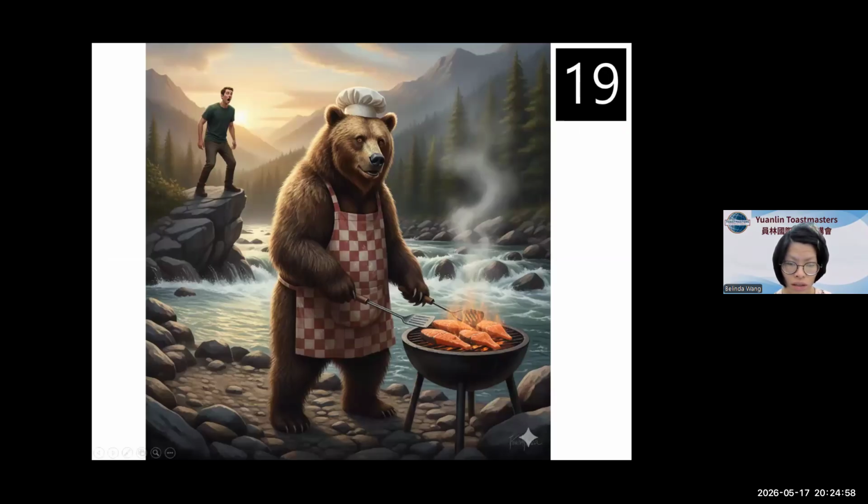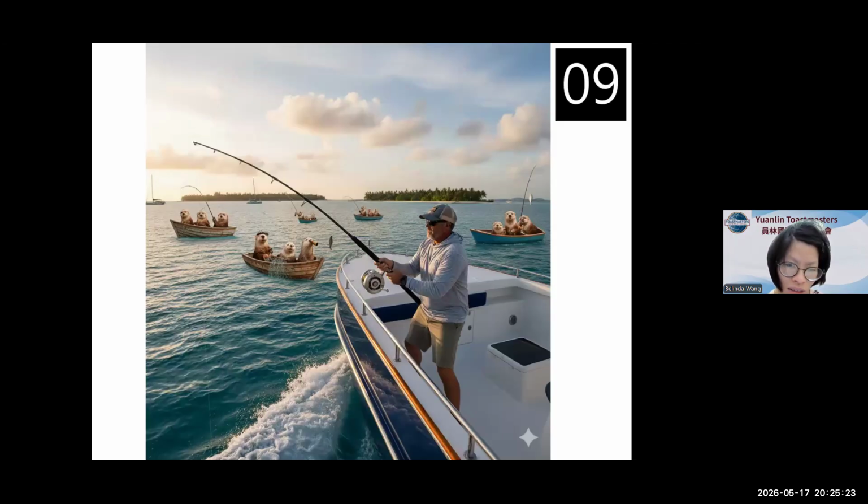A bear fried fish for his own dinner, like a bear, like a man. And the bear fried the fish beside the rivers, and one human sees that they're really scared about that.